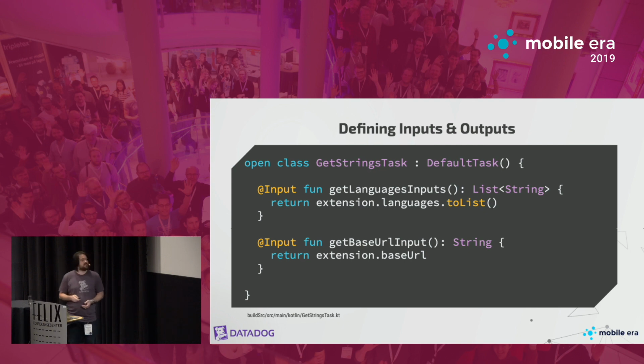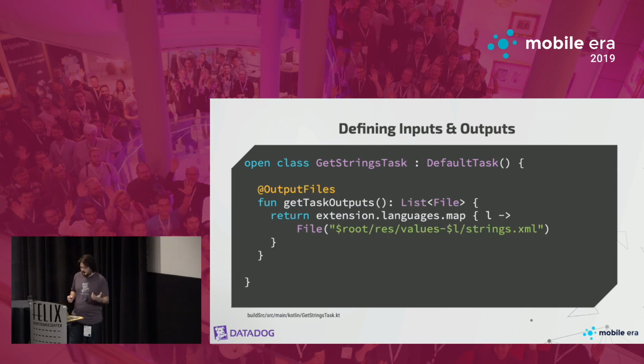Basically, what it means is it's going to say, call this method and treat the results as an input for my task. So here we have two inputs. We have the list of languages, and we have the base URL on which we're targeting. And so this means that if you change the language list, or if you change the URL for Gradle, it's going to mean, oh, my inputs have changed, so I need to rerun this task. And unless you change those, it won't rerun it again.